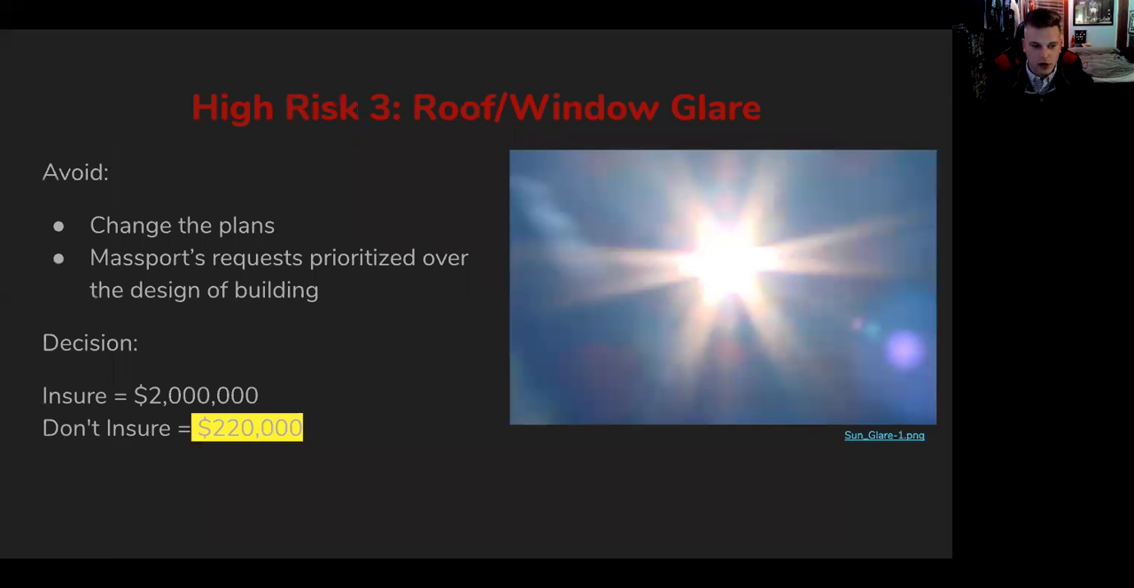Next slide. We arrived at our total values for expected monetary value: for insurance it was $2 million, and if we didn't insure, it was $220,000. The difference was around $1.8 million. So we realized that it would be a smart decision to not insure and to avoid the glare completely by changing the plans.